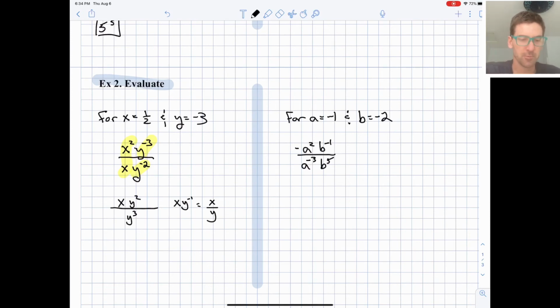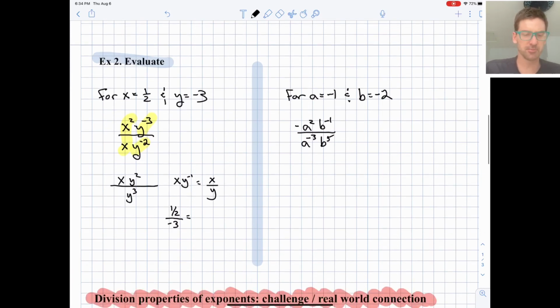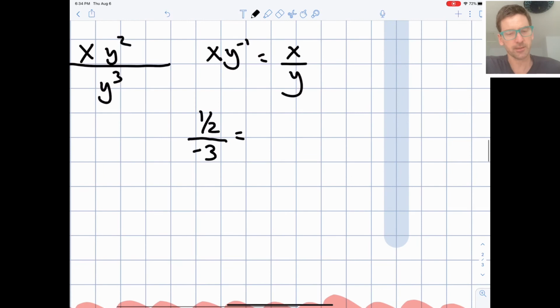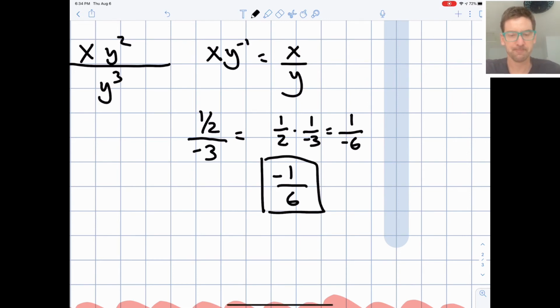All right. Of course, we still need to do our evaluation, and we'll just plug in. So this will turn into 1/2 over negative 3. And then we can think about what that means for fractions. So I'm going to separate this out a little bit. Let's zoom in a little bit here. 1/2 over negative 3 is the same as 1/2 times 1 over negative 3, which is a 1 over negative 6, and probably best written as a negative 1 over 6. So that would be my final answer for that guy.